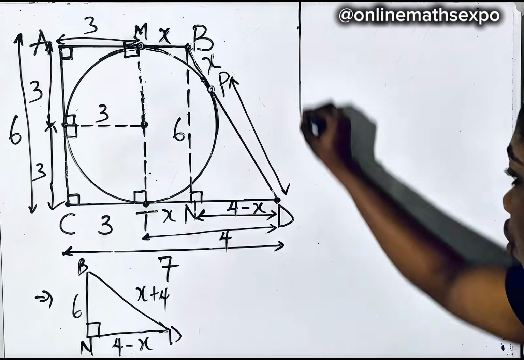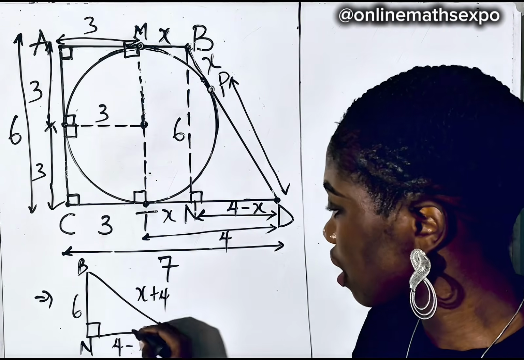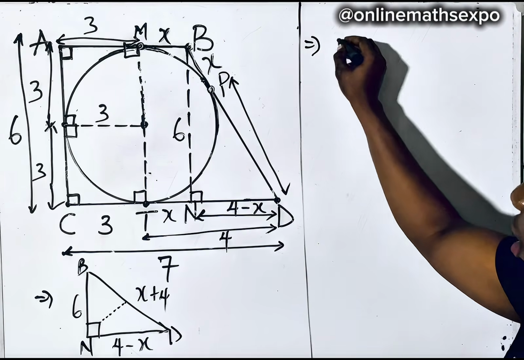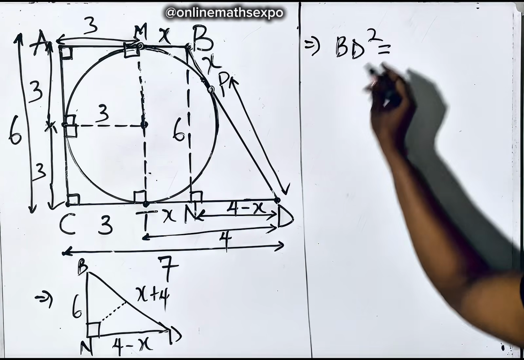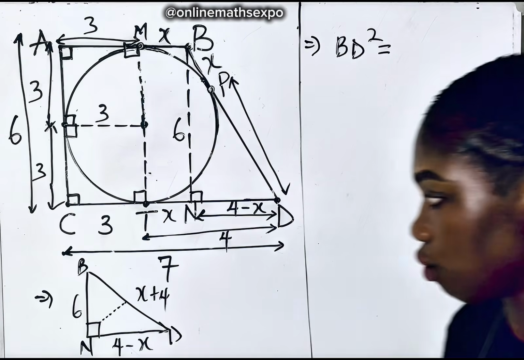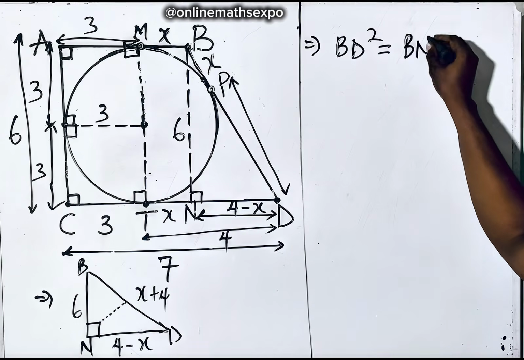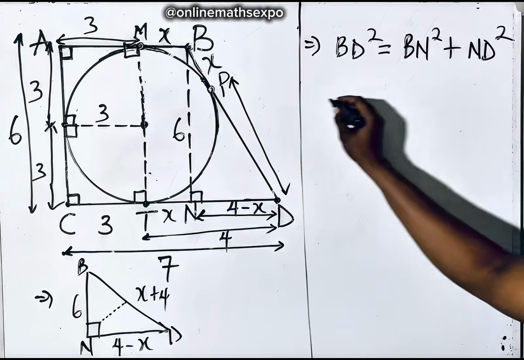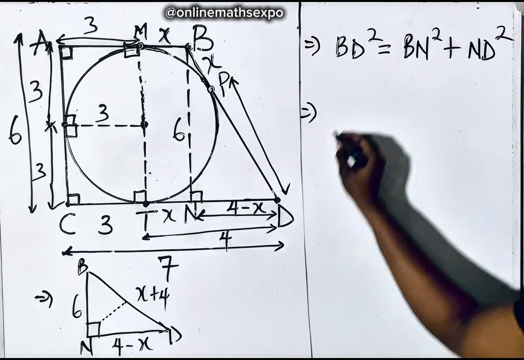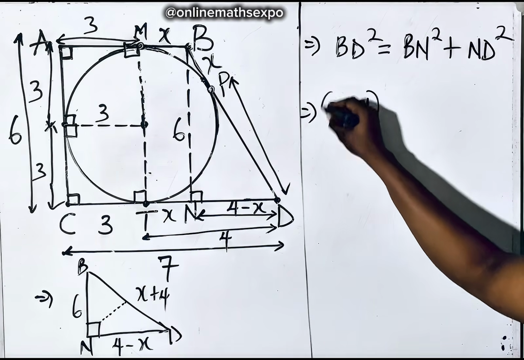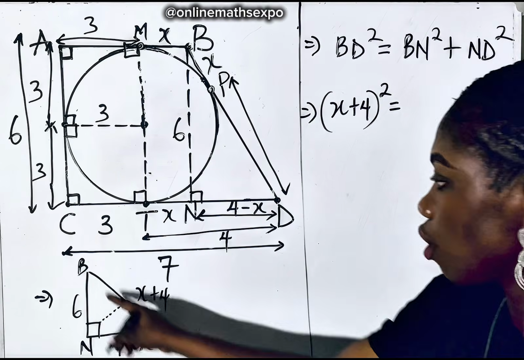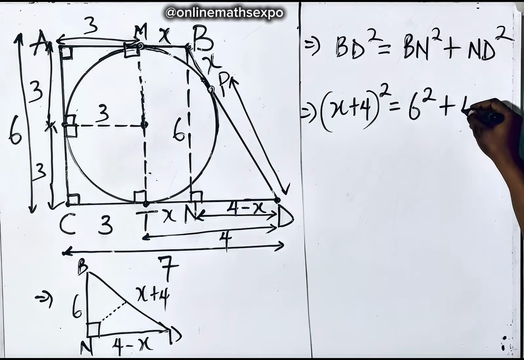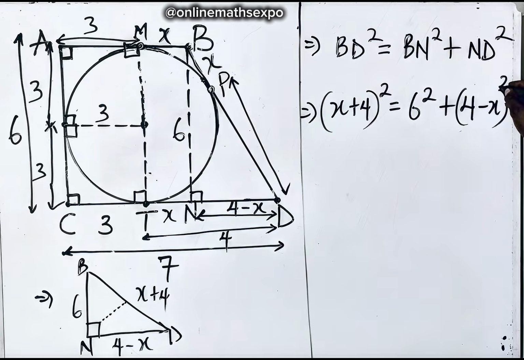Applying the Pythagorean theorem, the length opposite the right angle is always the longest, so we are going to square it. It means BD squared should be equal to the sum of the squares of the two legs, and that will give us BN squared plus ND squared. Keep solving. We now have BD, given as x plus 4, all squared, is equal to BN, given as 6 squared, plus this, given as 4 minus x, all squared.